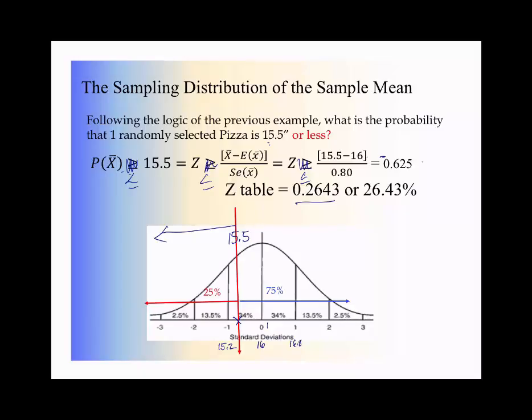Well, we look up our z value. We find out that it's 0.2643 when we look up our 0.6 on the chart. And what this tells us is that the percent chance of a pizza ending up 15.5 inches or less falls over here on our normal distribution. So I have 25%, that's pretty close, but if you wanted to be more precise, we could put 26%. So there's a 26% chance that our pizza is going to be 15.5 inches or smaller. That's what this is telling us.